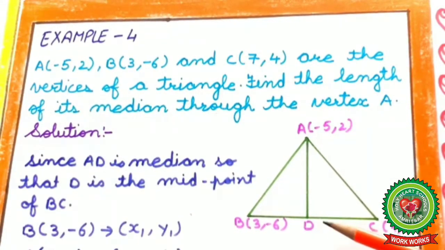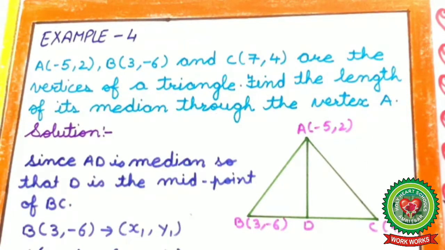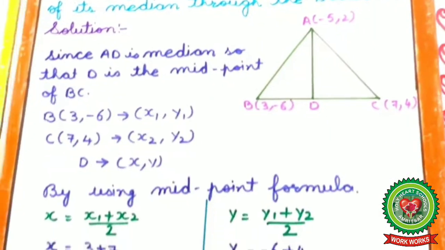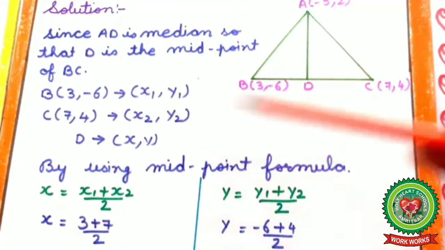By using the distance formula. So first of all, we have to find the coordinates of D, then by distance formula, the length of the median will come. According to the question, AD is the median, so D is the midpoint of BC. As D is the midpoint of BC, it means B coordinates are x1, y1, C coordinates are x2, y2, and D is x and y.